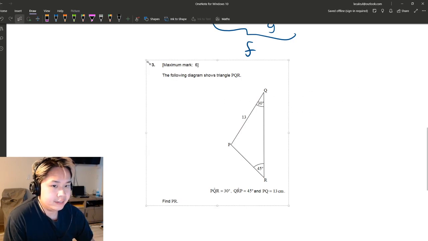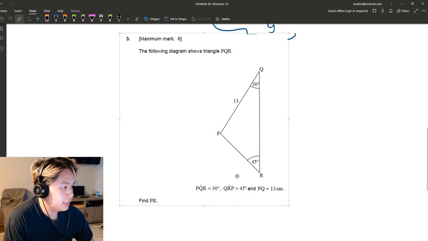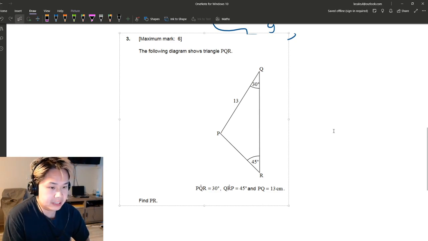Okay, so we have this non-right triangle with 30, 45, and 13, and we need to find PR. So this length right here.